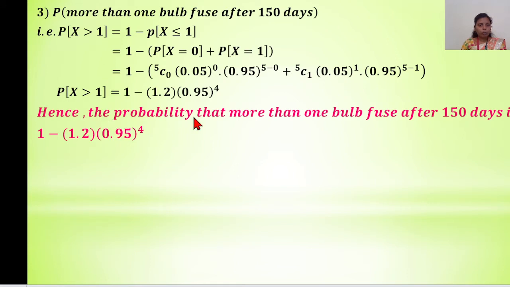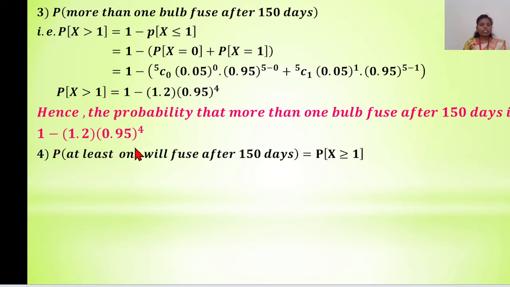Hence, the probability that more than one bulb fuses after 150 days is 1 minus 1.2 into 0.95 raised to 4. Now next we have to find the probability that at least one bulb will fuse after 150 days. That is equal to probability of x greater than or equal to 1. Probability of x greater than or equal to 1 means that we can use the formula 1 minus probability of x equal to 0.